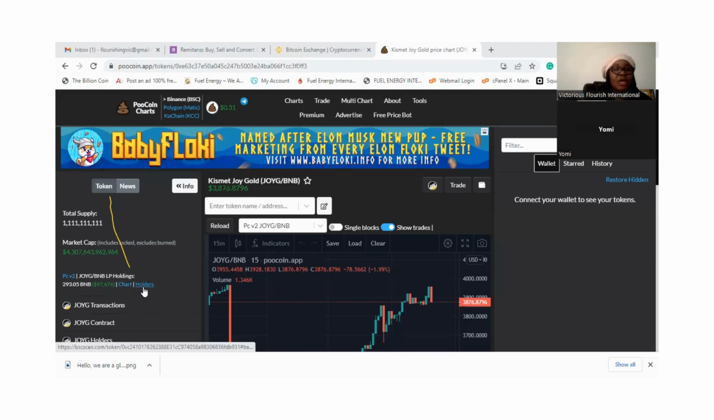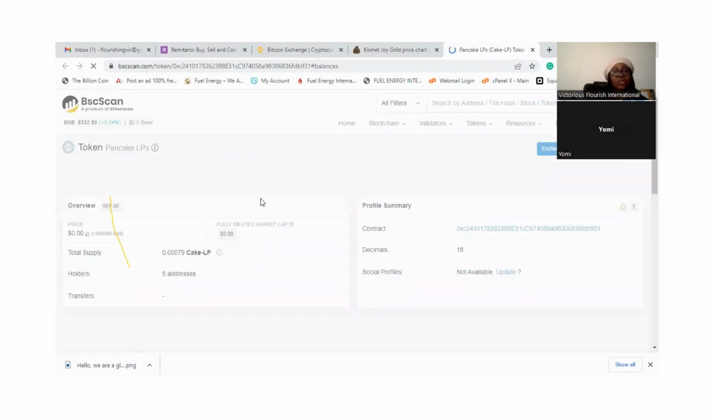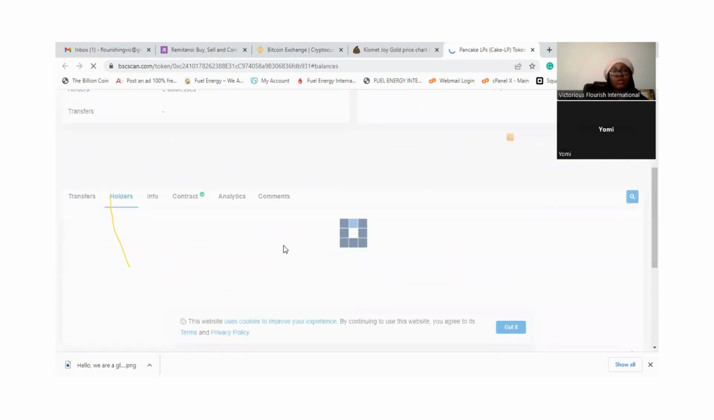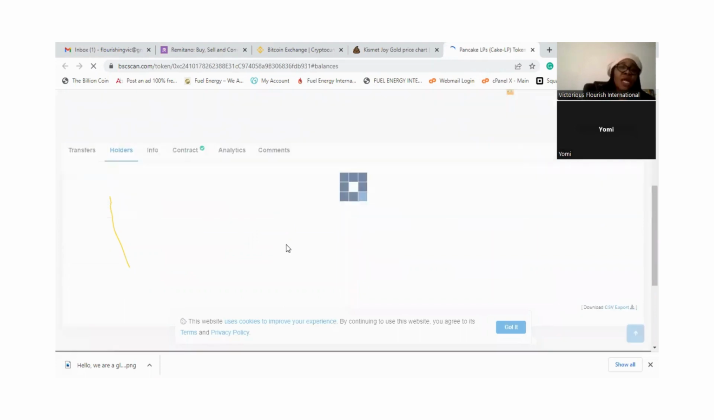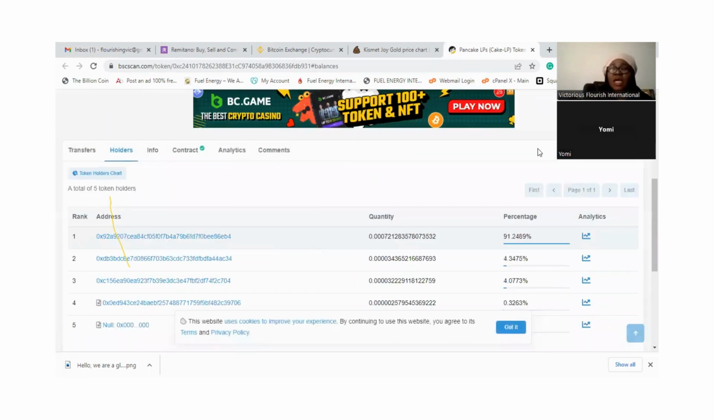Okay, I will have to click on holders. Should I click on it? Will it show us? Let's see. Mr. Mbe was trying to analyze this when you had your meeting with him. Okay, now we have holders, a total of 5 token holders. What does it mean?